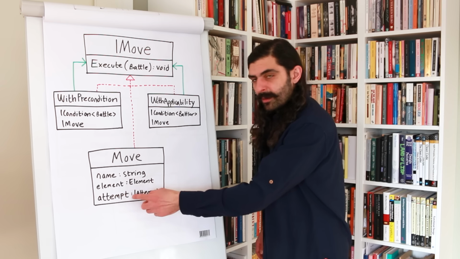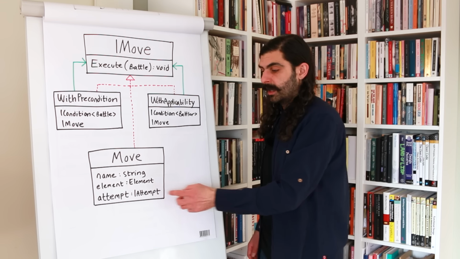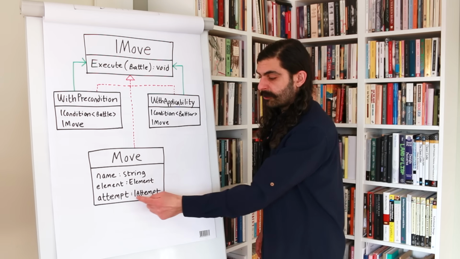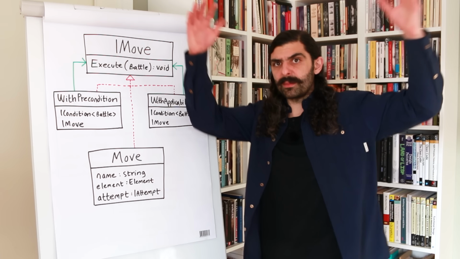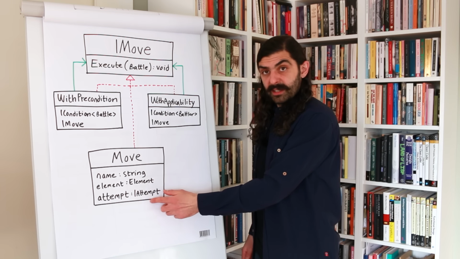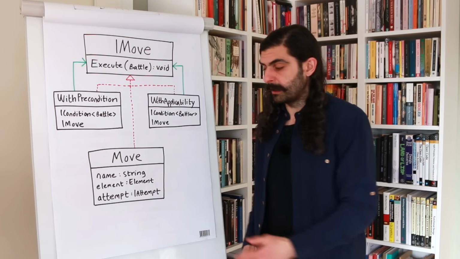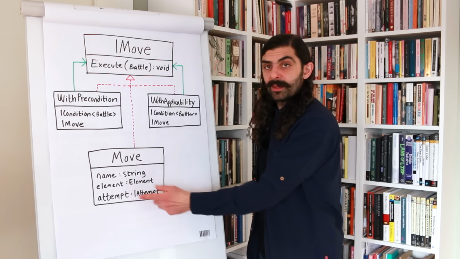And then the attempt, here's something we haven't talked about yet, right? Here's something that's not part of this picture. The attempt is an object of type IAttempt, of this interface, right? And we're gonna get to that in a minute, but this is what I mean when I say that we're going top down, right? So bear with me, a move consists of an attempt to do something, and we're going to look at what that attempt is. But for now, a move has a name, has an element, and has an attempt.